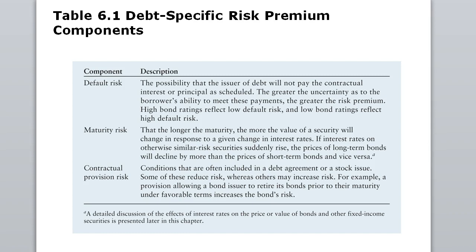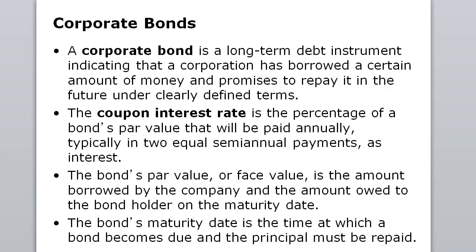So that could be something that, for example, a provision allowing a bond issuer to retire its bonds prior to their maturity under favorable terms is a risk that you're not going to receive all the interest that you expected, and the bond's life will end early. So these are 3 risks, components of risk for bonds.